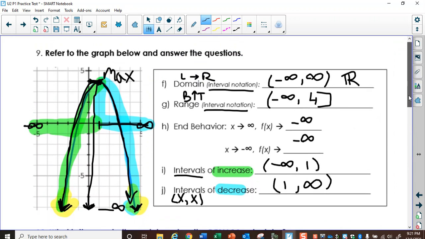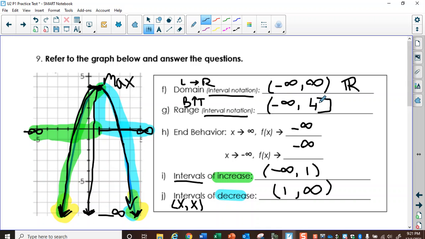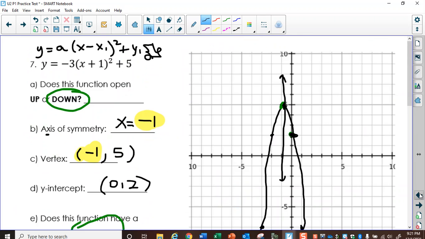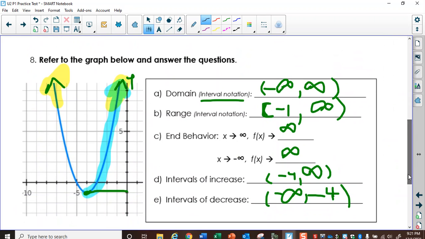All right, and so then we did this one in class, right? So the domain, it goes all the way to the left forever, and it goes all the way to the right forever. So that would be -infinity to +infinity. And then the range is going to be from bottom to top. So the bottom is the vertex here. If you go over on the y, that's -1, and it's included, so that would be a square bracket. And then it goes up forever, right?